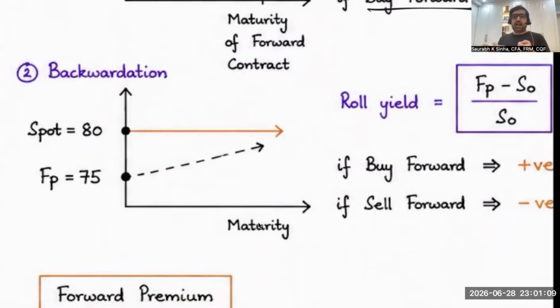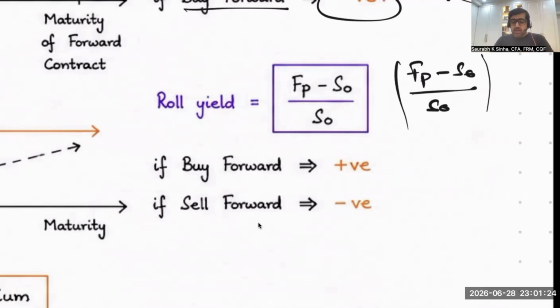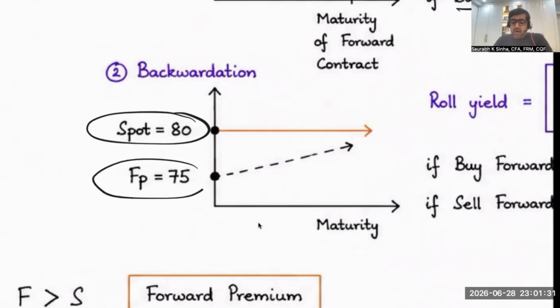Backwardation, this is going to be exactly opposite, because the roll yield formula is not going to change even in the backwardation scenario. FP minus S naught upon S naught. That is the roll yield formula. FP minus S naught upon S naught and the absolute value. But in the backwardation, what we are saying, the spot is 80. The forward contract price is 75. And they will converge. We all know they will converge in the future.